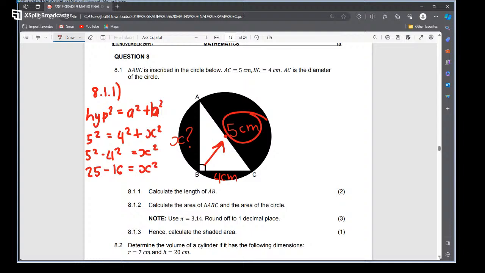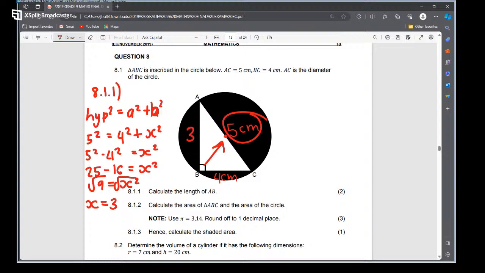Let's work this out. 25 take away 16 is going to be 9. So 9 is equal to x squared. And if we want to get rid of that x squared, we just want x by itself, we square root both sides. And so we're going to get x is equal to 3. Okay, so we find that that missing side, that length there, is 3.